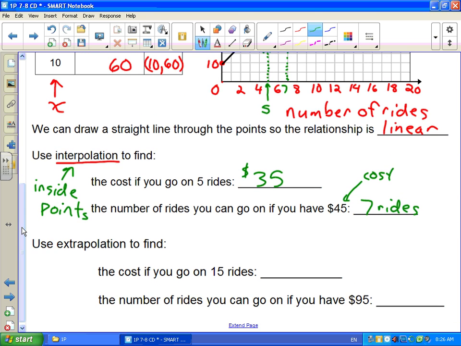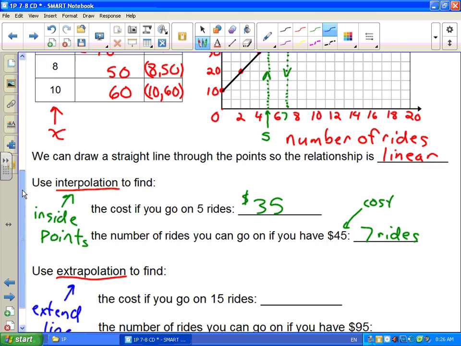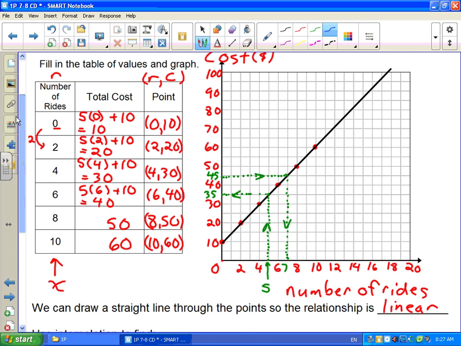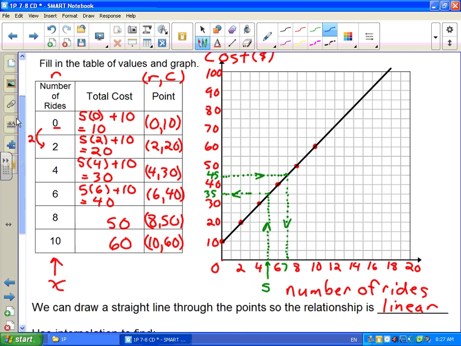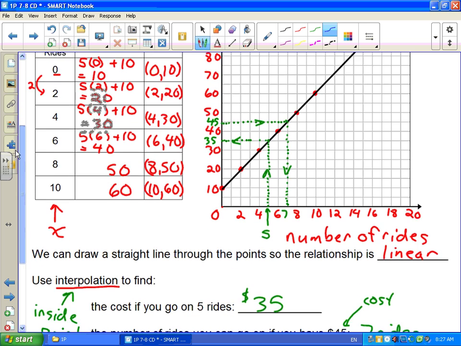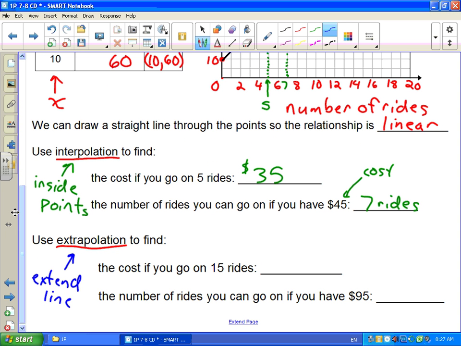Next, we're going to use a process called extrapolation. Now, extrapolation is when you are working sort of beyond the points that you've plotted from your table. So you sort of have to extend your line. When I drew my line of best fit, you'll see that I drew it so that it went all the way to the end of the graph. Okay? And I need to do that if I'm going to use extrapolation. But the same process is going to apply.